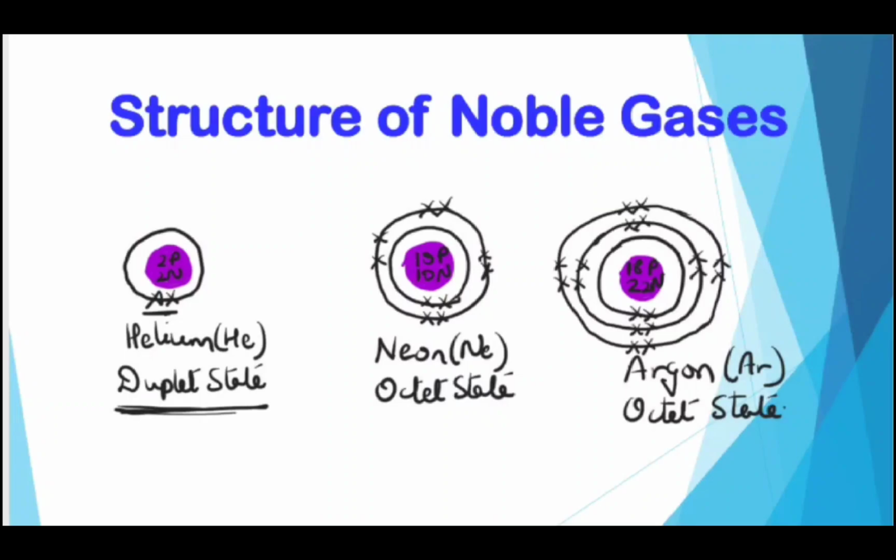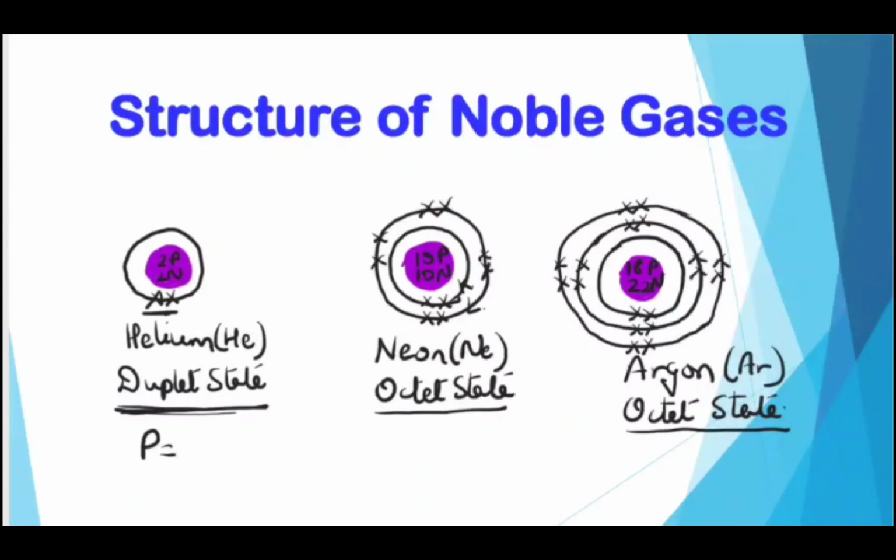Let's look at neon. 2 in the innermost shell, K shell. K is complete. L is also complete with 8 electrons. Look at argon. 2 in the innermost, then 8 and then 8. So this is also complete and both neon and argon have attained their octet state.